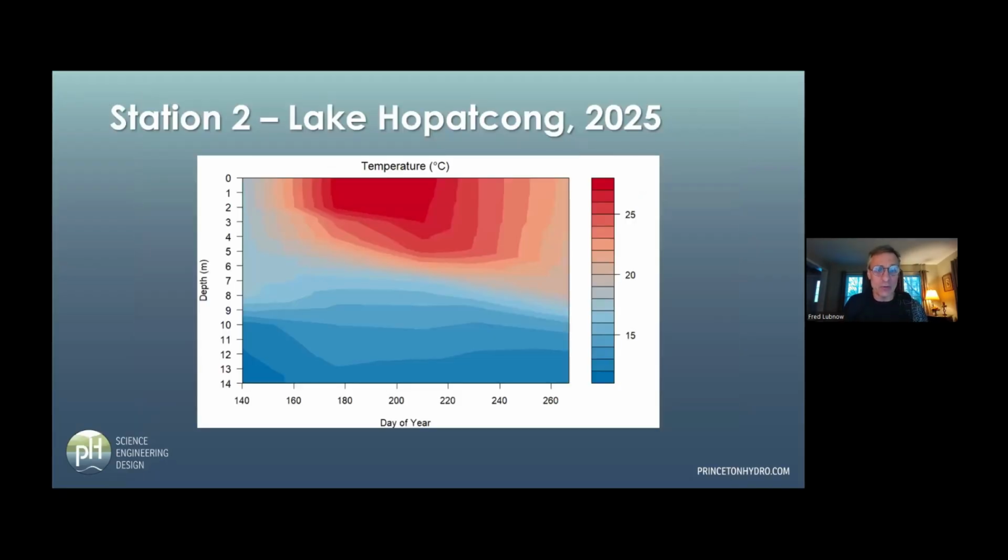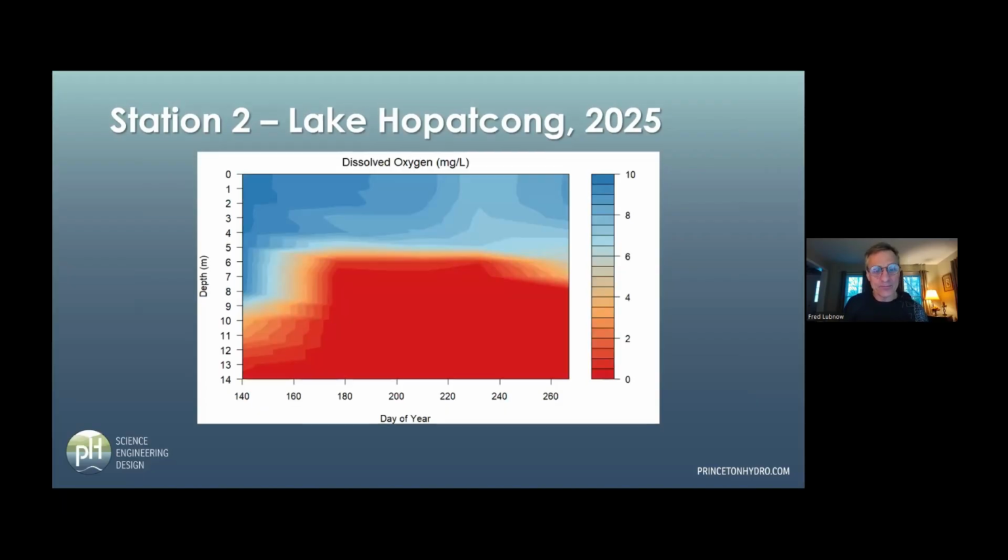This is just showing you temperature through the course of the growing season from essentially May through September, and it's showing that the lake becomes thermally stratified. So the brighter the red color, the warmer the temperature, and it's basically showing you that during the growing season, you have this separation of the surface waters versus the deep waters, and this is largely driven by differences in density. What that leads to is a depletion of dissolved oxygen in those deeper sections of the lake.